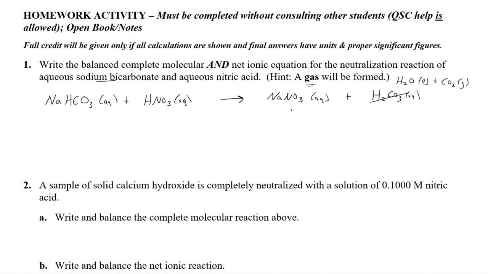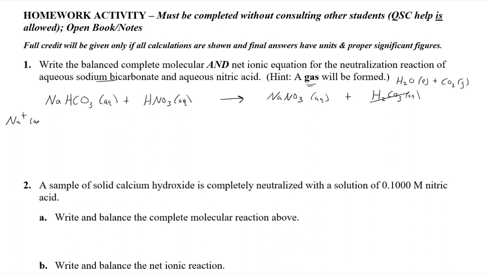Now we're going to convert this to the net ionic, which means we need to break everything down. It looks like it's balanced. It's worth always double-checking to make sure everything's balanced. I got one sodium, one nitrate, two hydrogens, and a carbonate, and then that converted there, so we are all balanced. So let's go ahead and break these up.